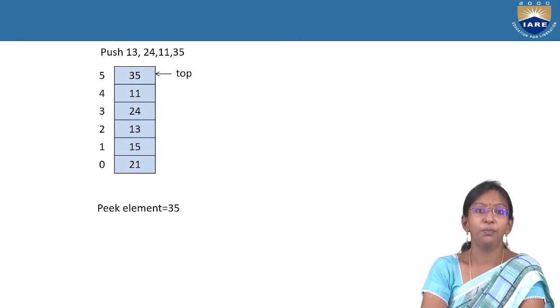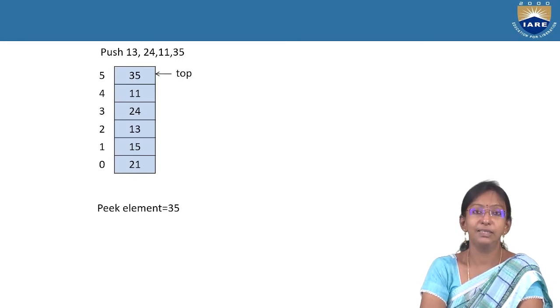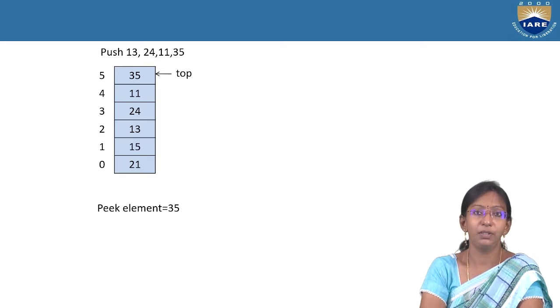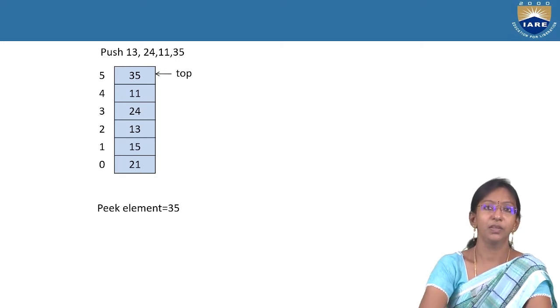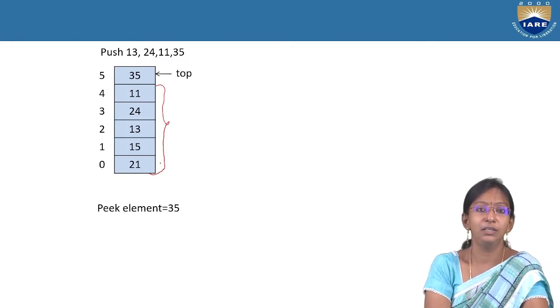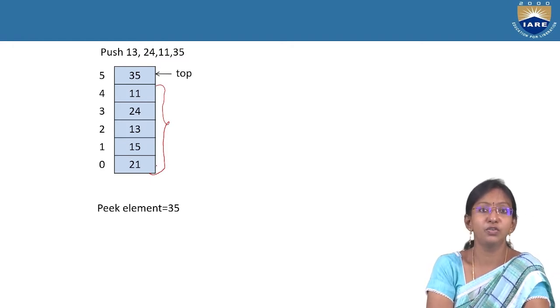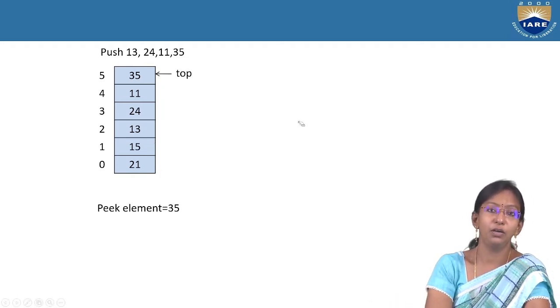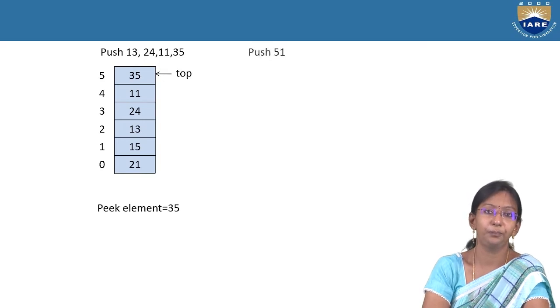Then the top will be pointing to the most recently inserted element, which is 35, and the peek element is also 35. That's what I was trying to tell you guys. We have access only to the top element. We cannot touch these elements from index values 0 to 4. We don't have the access rights, right? What will happen if you try to push one more element?